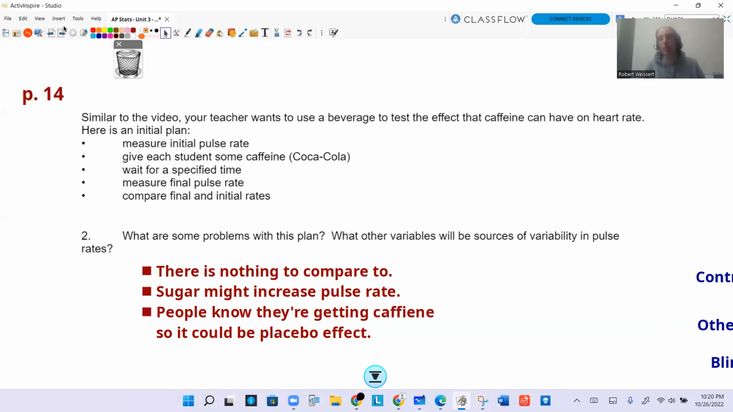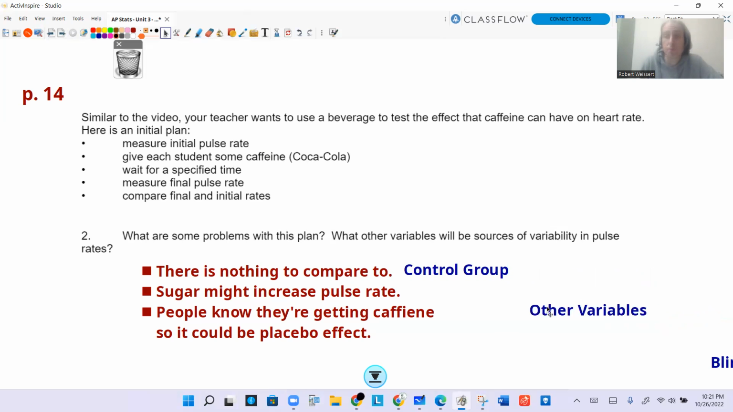In this case, it's probably best to say, all right, I'm going to measure these guys before Coke. Then I'm going to give them something I think is Coke, but maybe it's not. Maybe it doesn't have caffeine. Maybe it's caffeine-free Coke. I then compare their pulse rates. We can see if there's this natural inclination to say, hey, I think I got something, I'm going to be more energetic. So in this case, there's nothing compared to. That's called a control group.